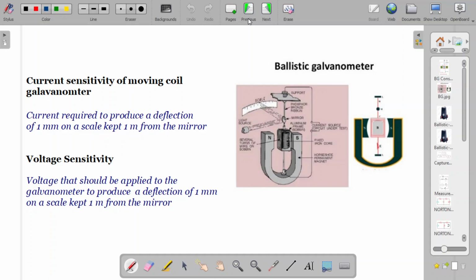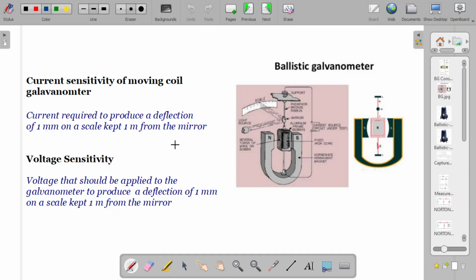Even if a very small current flows through the galvanometer, or if you apply a very small voltage across it, if it produces a deflection, then I can say that it is very sensitive, right? So I can mention two terms which we use constantly to parameterize galvanometer working, whatever it be, a moving coil galvanometer. Current sensitivity is one thing, and it can be defined as the current required to produce a deflection of 1 millimeter on a scale kept 1 meter from the mirror.